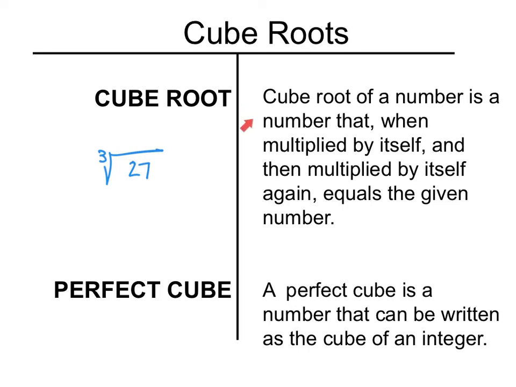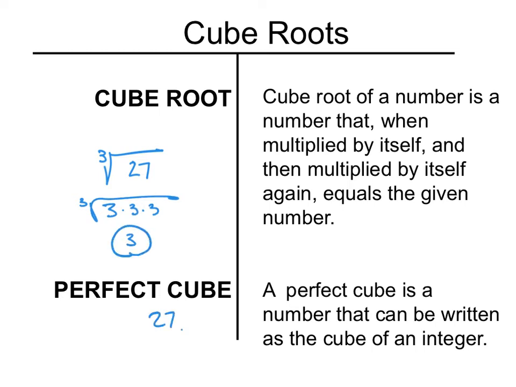A cube root of a number is a number that when multiplied by itself, then multiplied by itself again, equals the given number. So I've written a cube root here. The radicand is 27. And notice I have 3 on the outside of the radicand, which means I'm looking for the number that multiplied by itself 3 times will equal 27. That would be 3 times 3 times 3. So the cube root of 27 is 3.